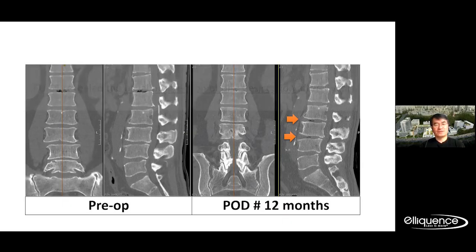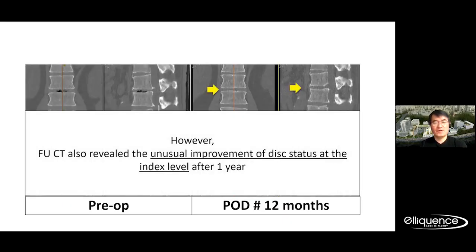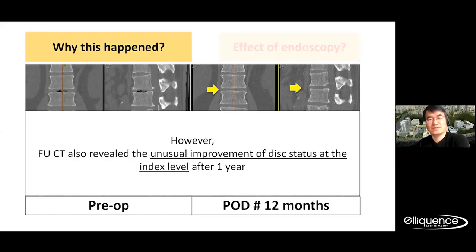But you can also see the upper level, the index level, preoperatively. You can see the disc degeneration on the pre-operative CT scan. But what happened in the post-op CT scan at 1-year follow-up is a very unusual improvement of the disc status, right? So I have thought about why this happened. Why this happened, do you think?